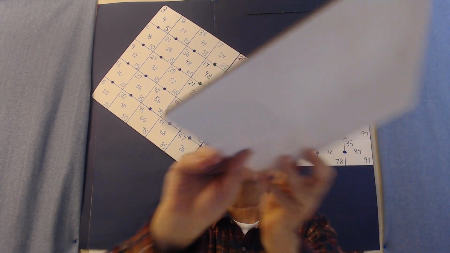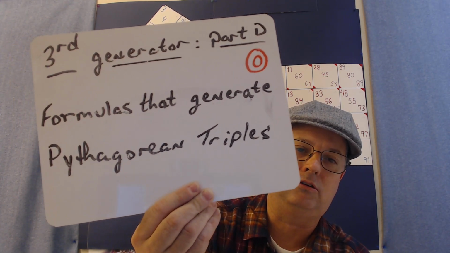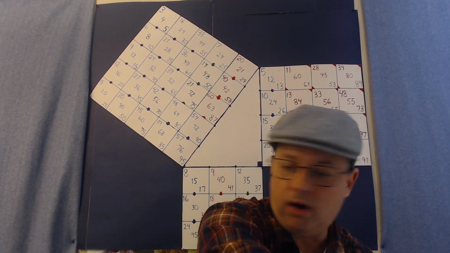Okay, so that sums up this third generator, part D, of formulas that generate Pythagorean triples.